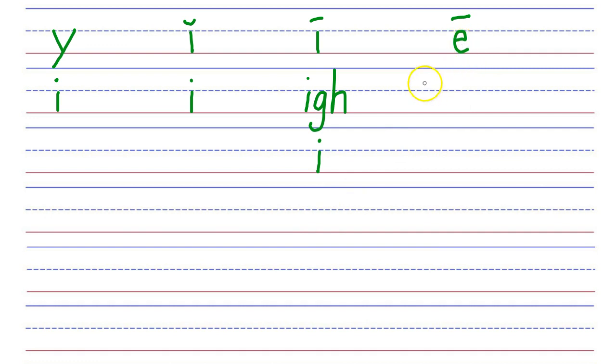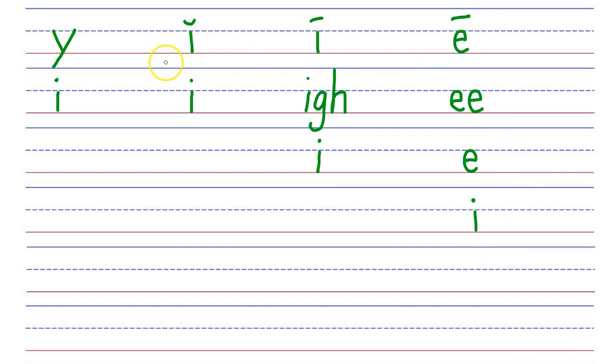And then for long E, we have the double E phonogram. That makes the long E sound, E. And we have the letter E that can make the long E sound, E. And we have an I, which is the third sound of I, can say E, like in happiness.